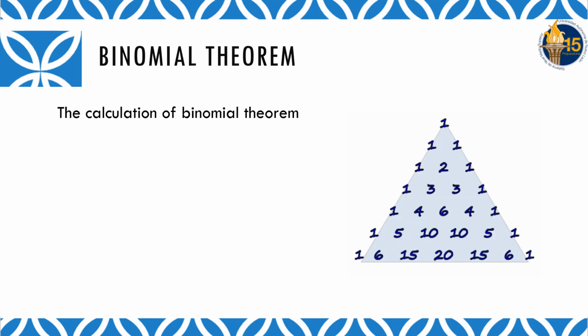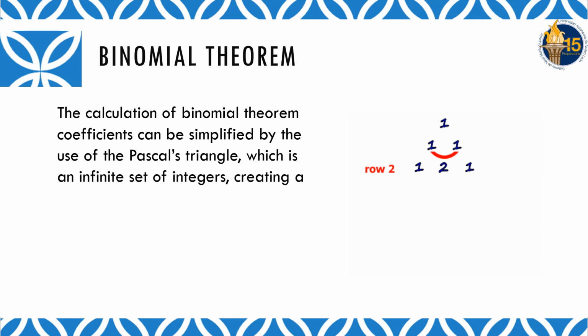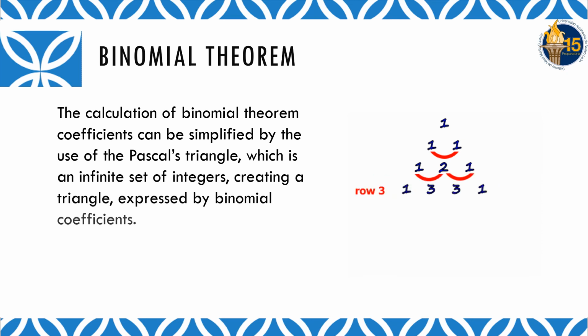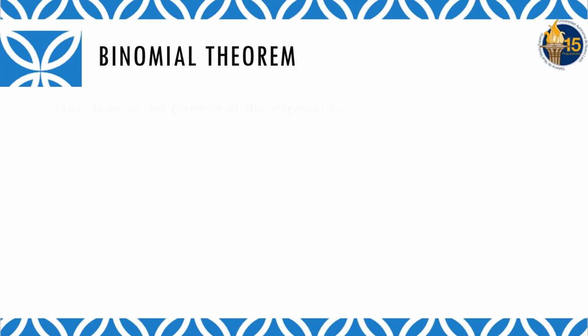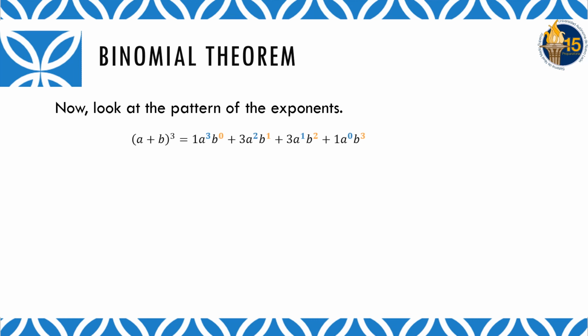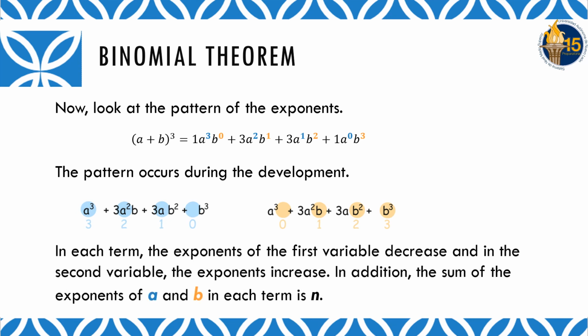The calculation of binomial theorem coefficients can be simplified by the use of Pascal's triangle, which is an infinite set of integers creating a triangle, expressed by binomial coefficients. Now look at the pattern of the exponents. The pattern occurs during the development. In each term, the exponent of the first variable decreases, and in the second variable, the exponent increases. In addition, the sum of the exponents of a and b in each term is n.